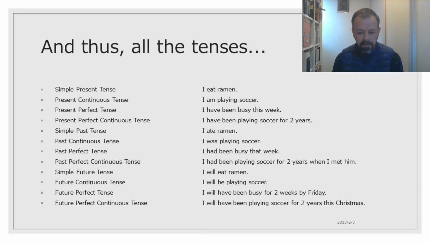The future perfect continuous is very similar, but it uses the ing verb to show that it's something which is continuing even into the future. I will have been playing soccer for 2 years this Christmas. So that is the 12 standard tenses. Or is that all the tenses?